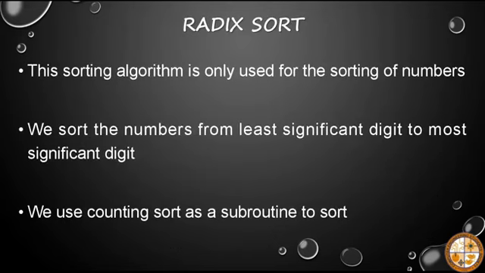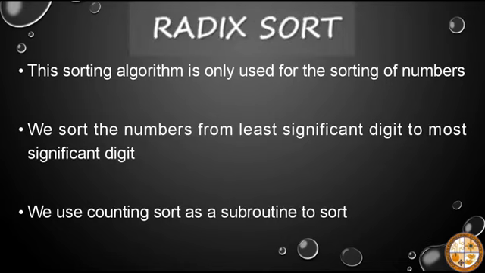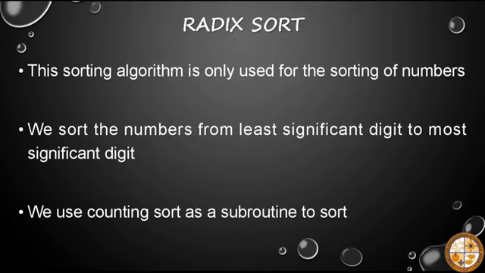The second to the last is radix sort. This sorting algorithm is only used for the sorting of numbers. We sort the numbers from least significant digit to most significant digit. We use counting sort as a subroutine to sort.